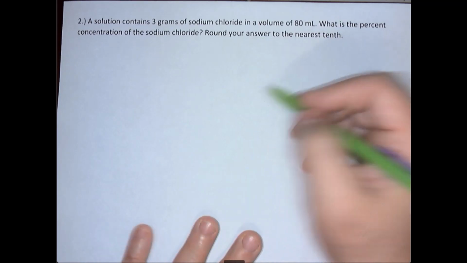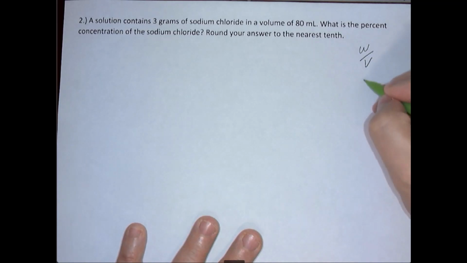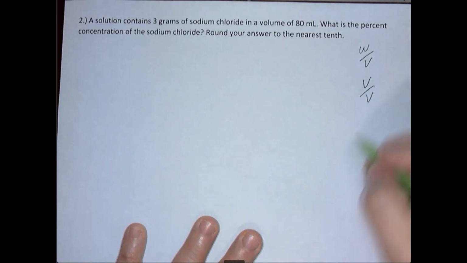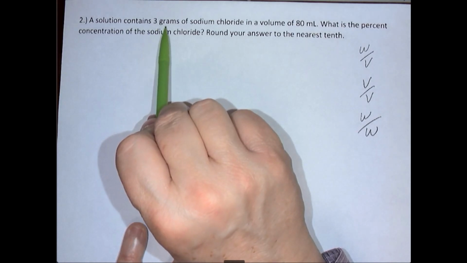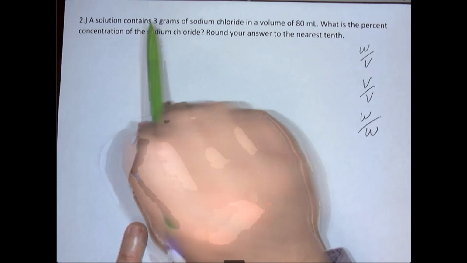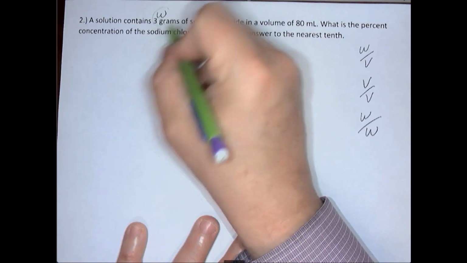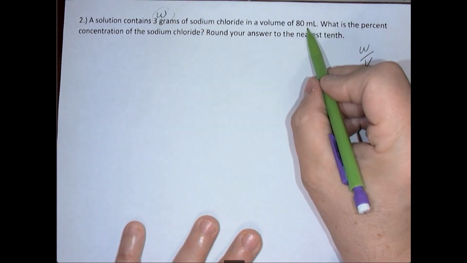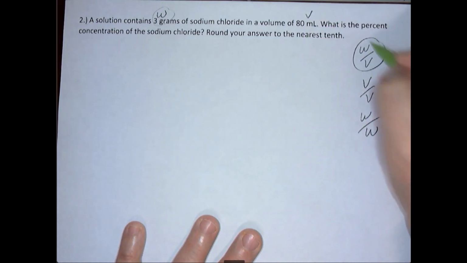Okay, so again, we're always choosing between 3 types of concentrations: weight to volume, volume to volume, and weight to weight. Well, let's see. A solution contains 3 grams of sodium chloride. So this is, you can call this the constituent or the active ingredient. This is described as a weight. That's grams. I'll put W for weight here. Over here, 80 milliliters, that's obviously a volume. So it becomes obvious this is going to be a weight to volume concentration. Okay? So again, it's a weight to volume concentration.